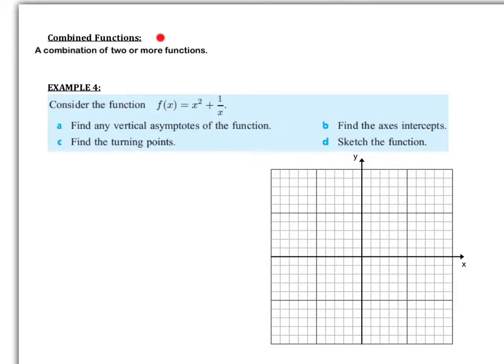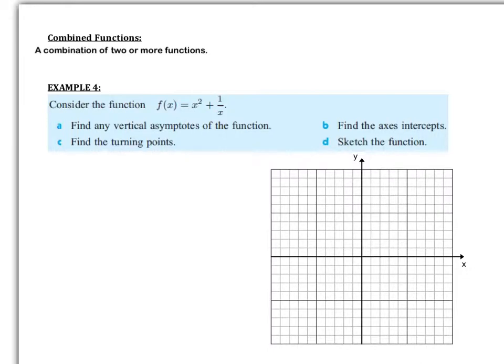We start with the definition, and that definition is of a composite function, or a combined function. We have a combination of two or more functions, and that's what we see here in example 4. We are, for example, going to have a function that is a parabola, but also one that is a hyperbola. All right, so we're going to be using those two things to generate a graph of a new function. This is going to look a little weird. Maybe you've never seen it before.